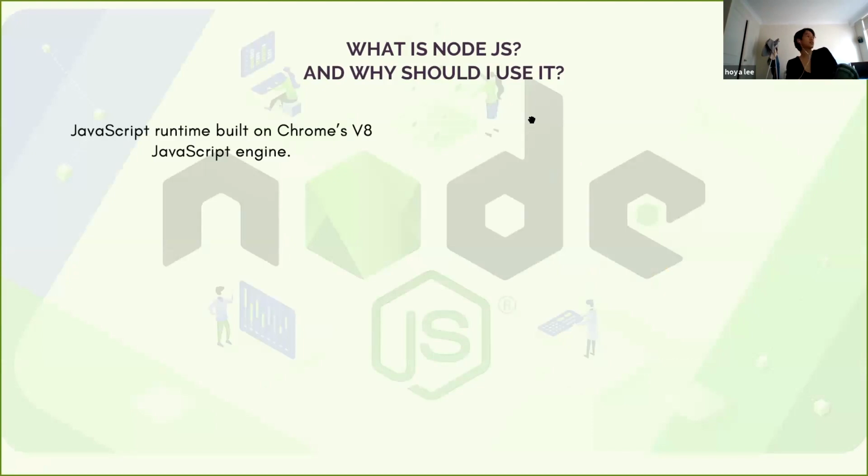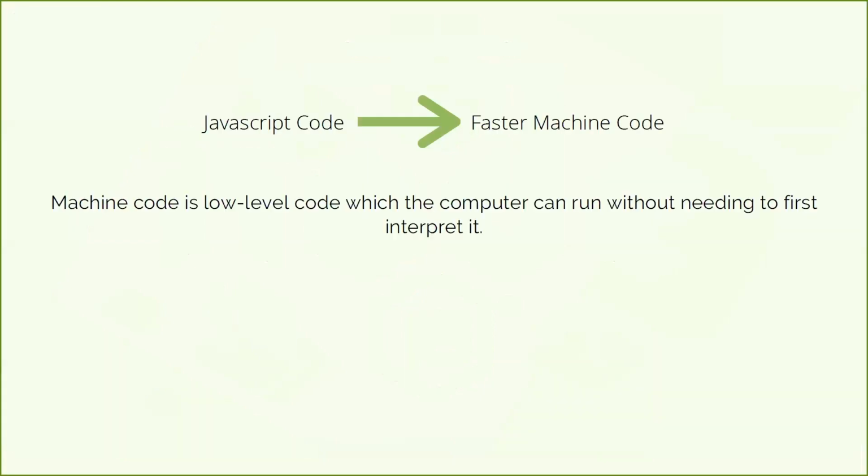Node.js is a JavaScript runtime built on Chrome's V8 JavaScript engine. It's basically a kind of compiler and interpreter that interprets JavaScript on the web. It converts JavaScript code into faster machine code, and machine code is lower-level code that the computer can run without interpreting it.